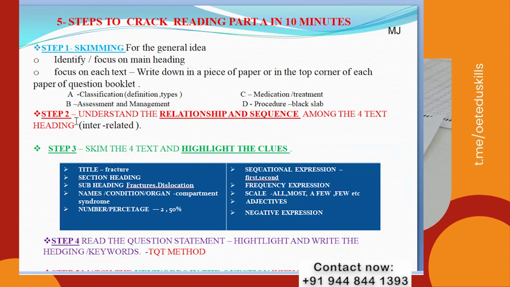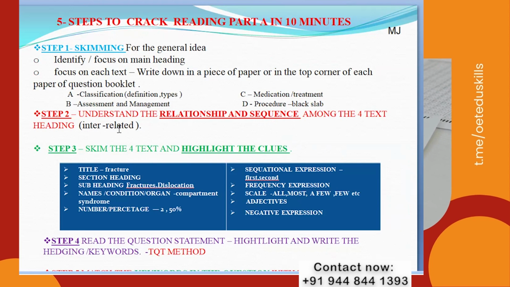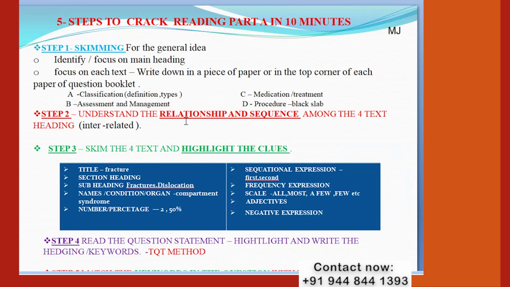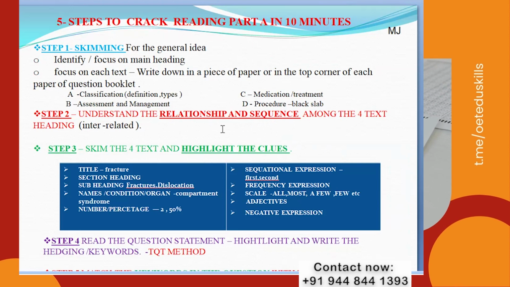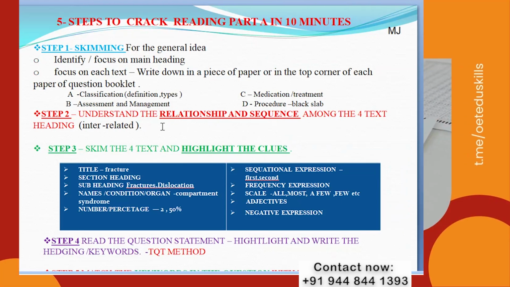Step two means understand the relationship and the sequence among the texts. That is interrelated, one to A, B, C, D, they will be interrelated. We have to understand, okay, because while reading the questions, we need to get the idea where it will be. Sometimes in some passages we can see that the information is given in text B, and again they go to D. Okay, so sometimes we get confused, but we need to understand where it will be.